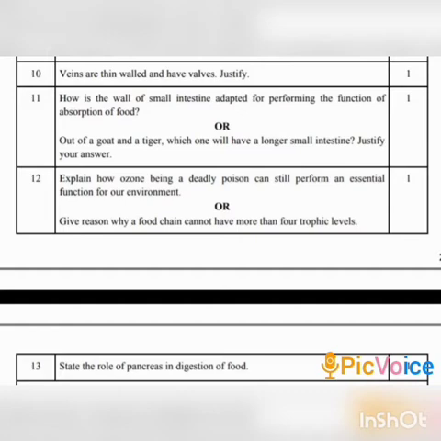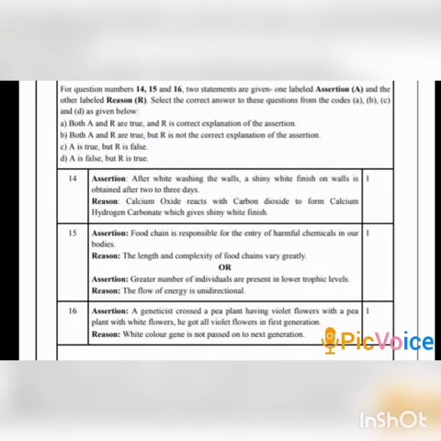Okay, so here question numbers 10, 11 and also 13 are from the lesson Life Processes. The 12th question is from the lesson Our Environment. From question number 14 onwards, assertion and reason type questions are there.